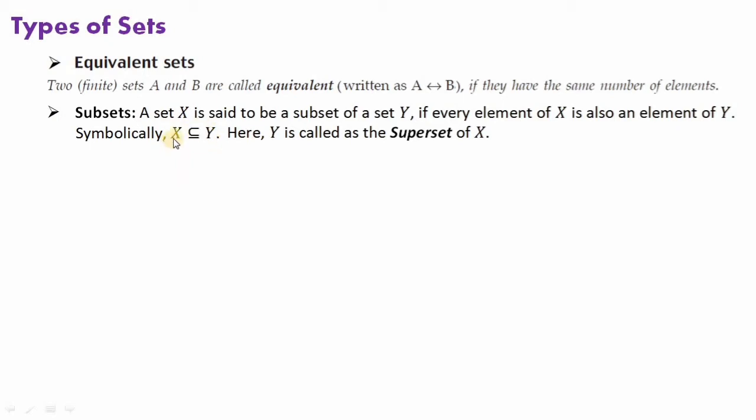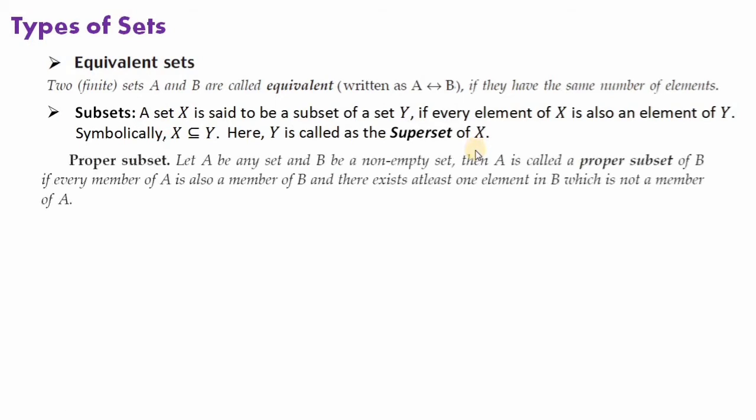So in the same way, if x is a subset of y, then y must be called something of x, and we call y a superset of x. So you need to remember one more thing. Now here it's like less than or equal to, isn't it? Now if I remove this equal to sign, then it becomes x is a proper subset of y.